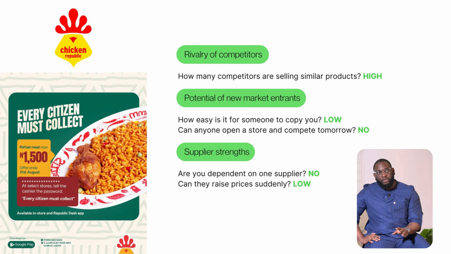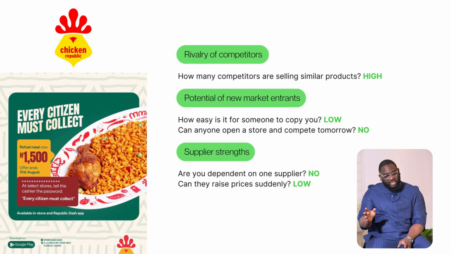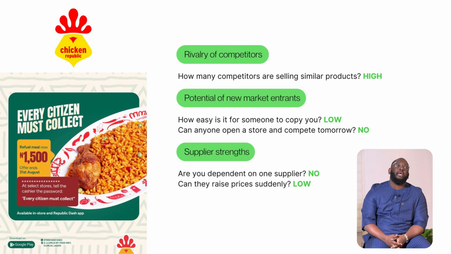Now, let me put my first disclaimer, or my first allegedly. I don't work with Chicken Republic at the moment. I don't work with anybody that works with Chicken Republic, so I have no idea what their supplier strength is. But my assumption is a business that big will not have just one supplier. They'll probably have a chain of suppliers, a group of people or a group of companies that they work with, things like that.